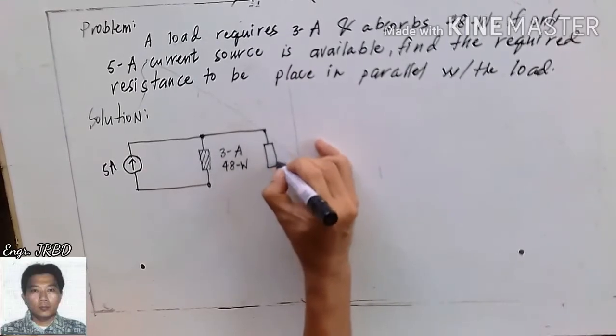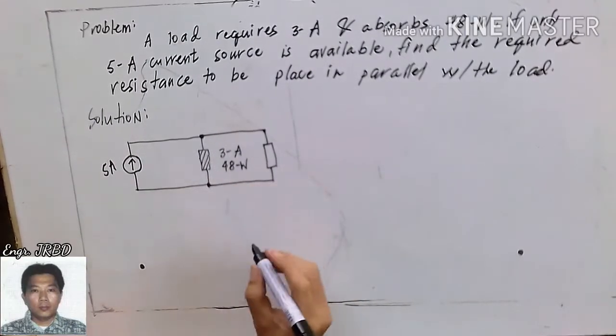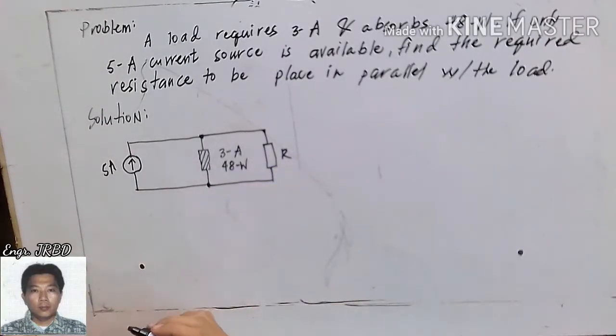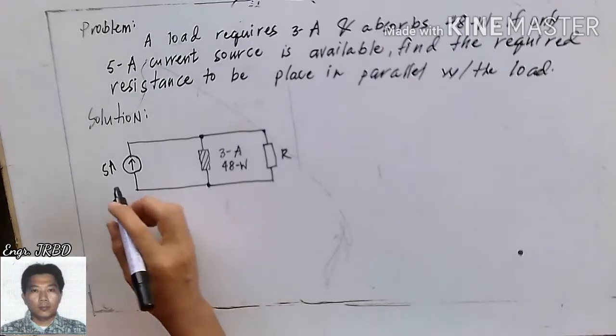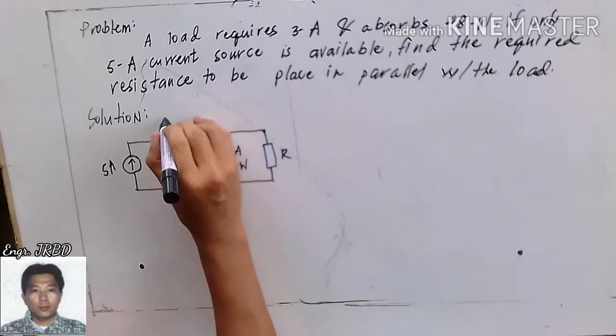We will assume that the elements in question here are purely resistive elements. So we are looking here for the value of R. For those of you who are thinking, why do you still need to put R in parallel? Remember that our constant current source is capable of supplying 5 amperes.